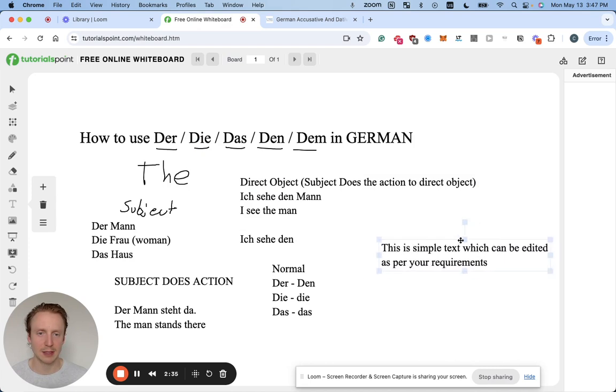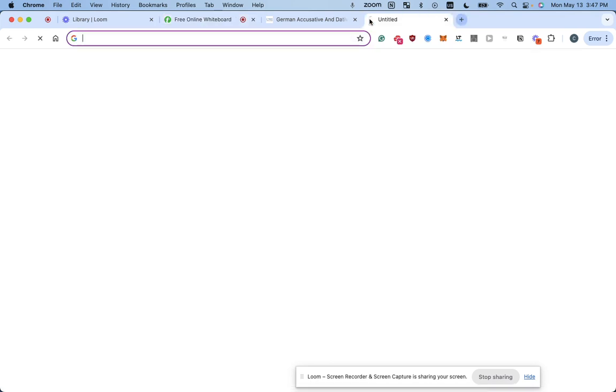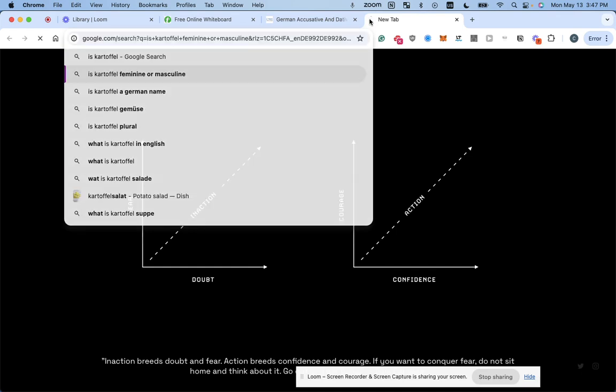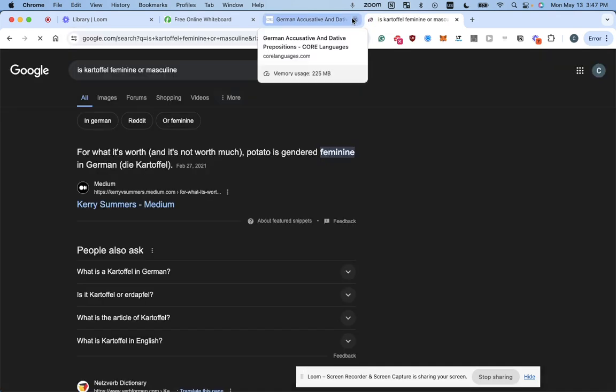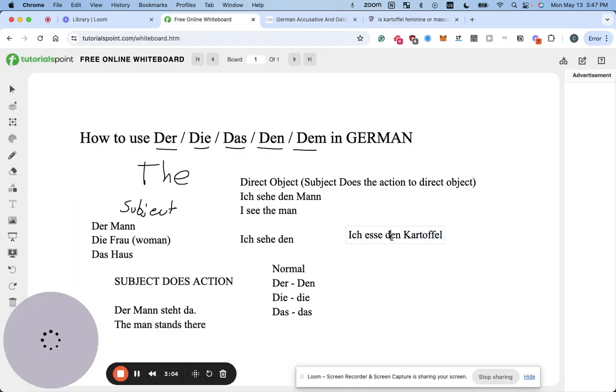One more example for you. Das ist ein Essen mit den Kartoffeln. Der Kartoffel? I think that would work. Ich esse den Kartoffel. I'm 99% sure. Oh, I can just check right here. Let's check for you. Is Kartoffel feminine or masculine? Die Kartoffel. Nein. Okay, that doesn't fit, because it would just be die Kartoffel.